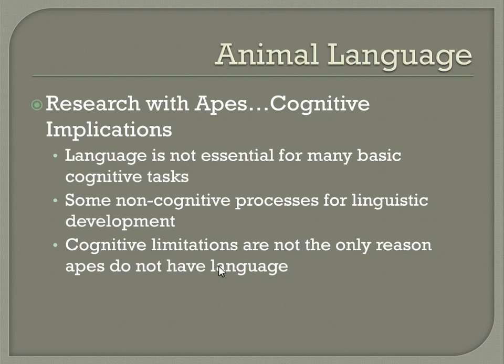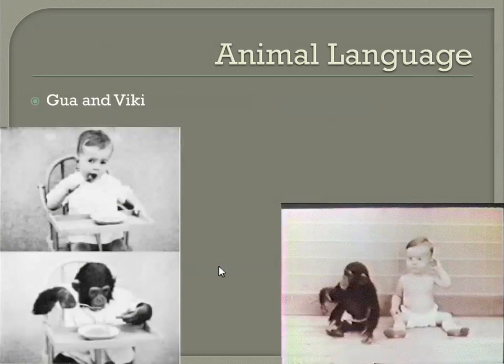There are some non-cognitive processes necessary for development. So this is the idea that basic development is required for linguistic development. And some non-cognitive things like the throat system. And the argument of cognitive limitations, like basically they're not as smart as us, does not hold. Right? Maybe it's just that they don't have quite the right system to produce language. So I'm going to walk you through a couple of the famous examples.